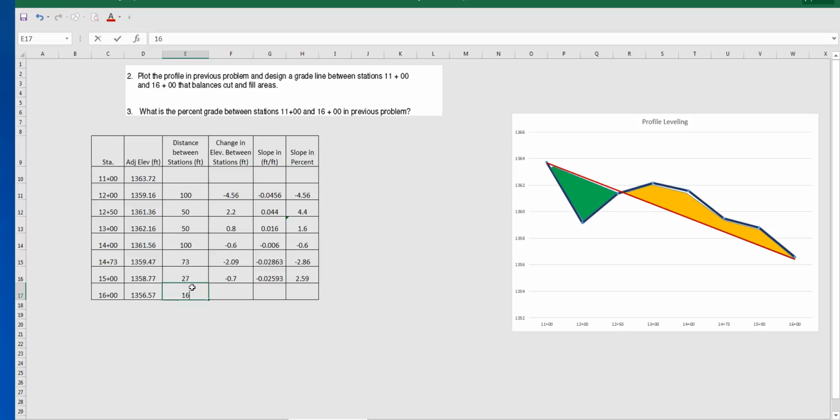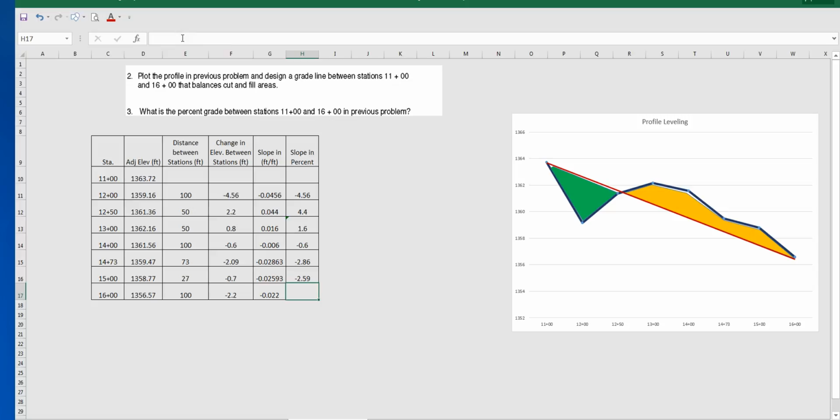And the last one is 16. Always use an equal sign. 1600 minus 1500. And then 1356.57 minus 1358.77. That gives us a negative value. Notice the rest of these have been negative because they're going downhill. So a minus equals a minus 2.2 divided by 100. And then that should have been a negative value right there.